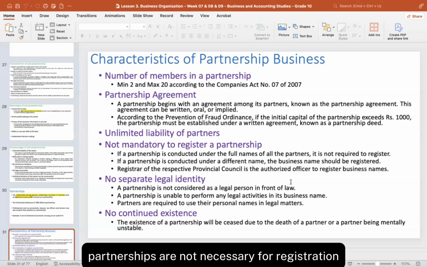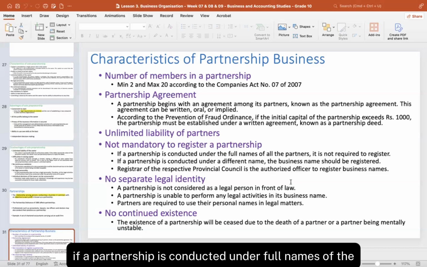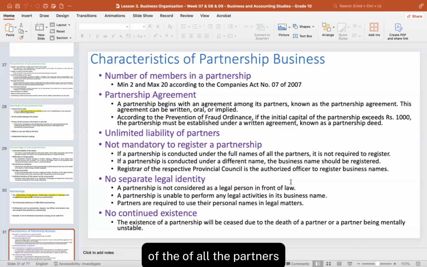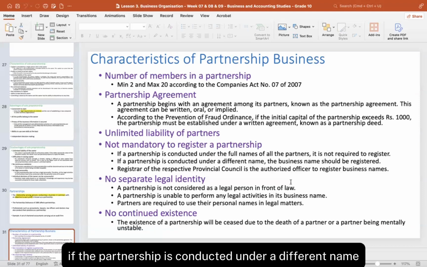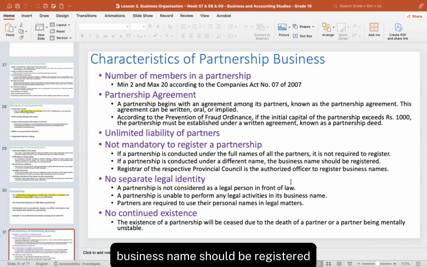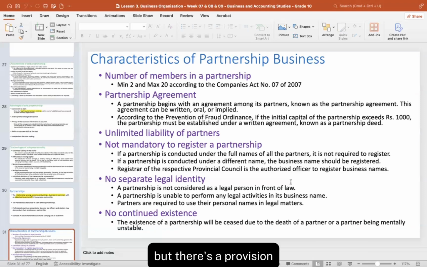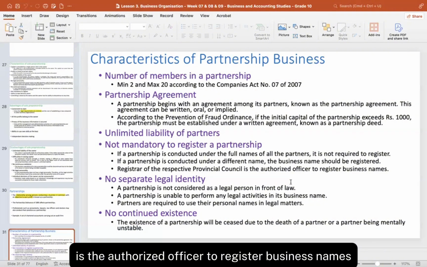Partnerships are not necessary for registration. If a partnership is conducted under full names of all the partners, it is not required to register. If the partnership is conducted under a different name, business name should be registered. Now, there is a provision. Register of the respective provincial council is the authorized officer to register business names.